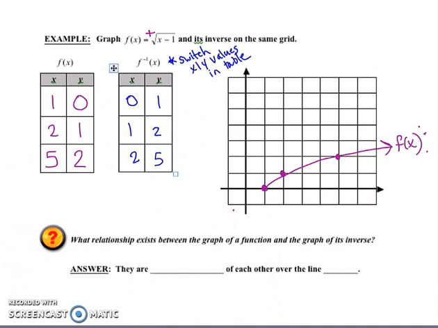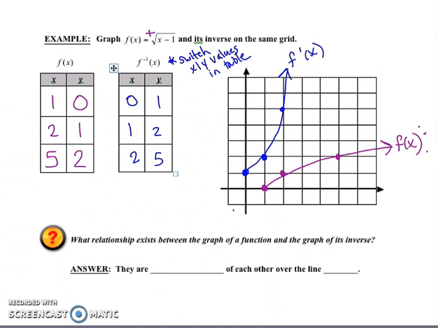When x is 0, y is 1. When x is 1, y is 2. And when x is 2, y is 5. So this is f inverse of x.